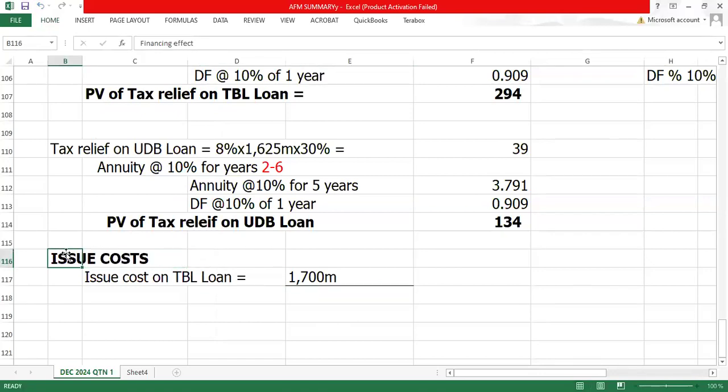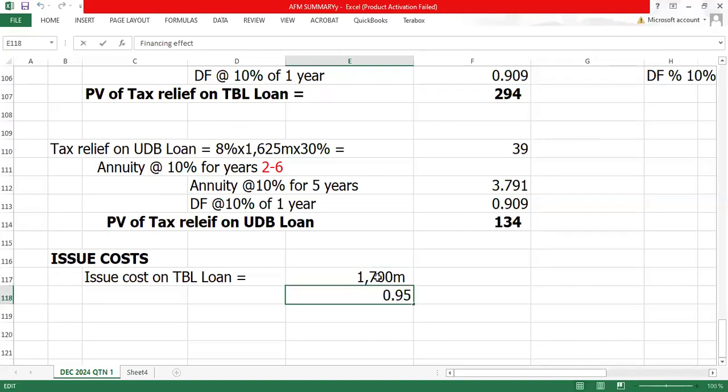if issue cost was 5%, this was 5%, this was 5%. So I reduce the percentage by 5. So I will be left with 95. So I divide by 95, which is 0.95. I don't want to go into much details, but here I'm just giving you the shortcut you can use.